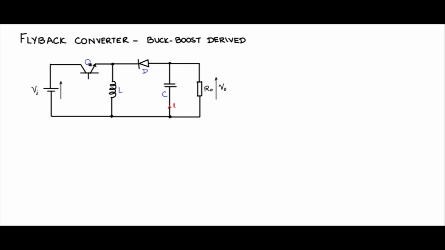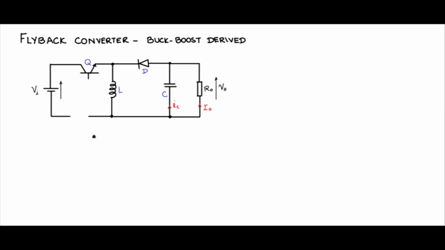Observe that when the switch Q is on, the inductor current flows in this direction. When the switch Q is off, the inductor current will flow in this fashion, charging up the capacitor in reverse. So this is IC, I0.